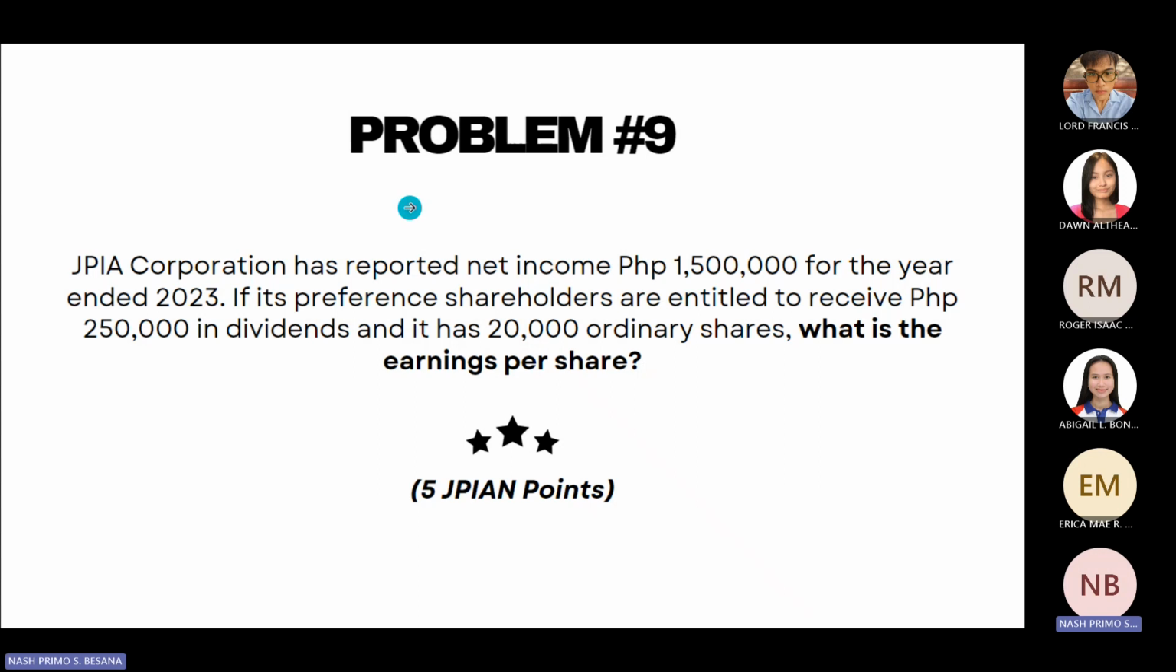Ayan, so nakapag-send na si Roger sa akin but we will be waiting lang din for the other attendees. Baka meron silang sagot. Sagot na kayo guys kasi 5 JPN points din to, ang sayang. Any answer would be awarded din naman for trying.